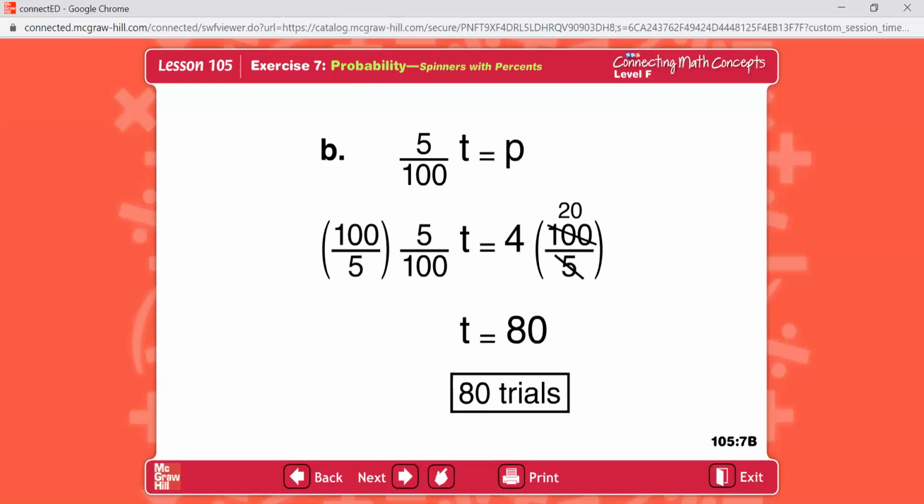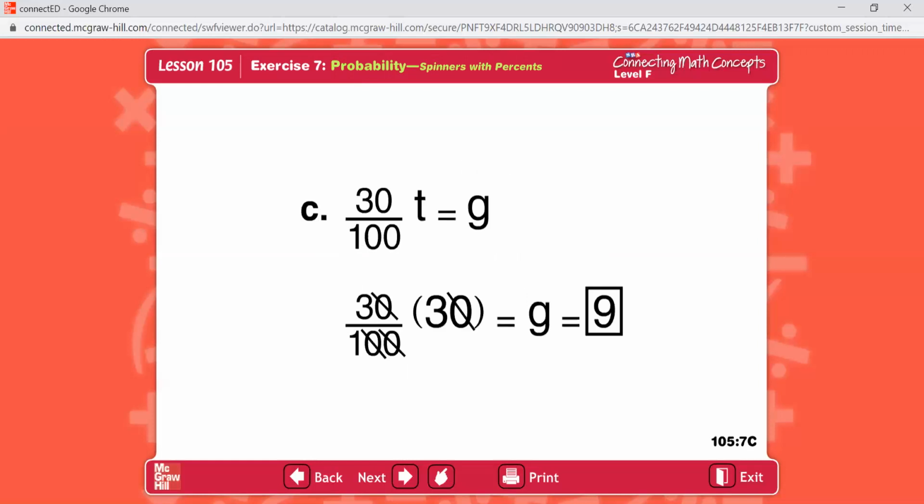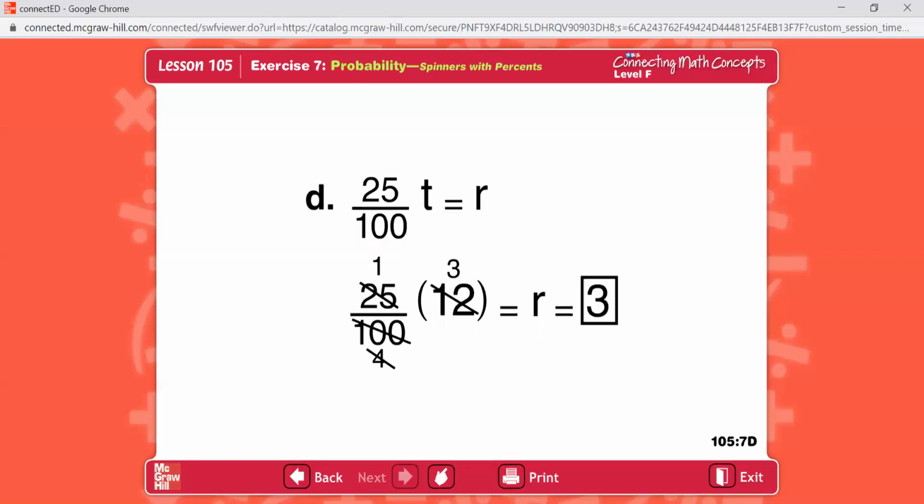Problem C. Pause the video now to work the problem. Resume when you're ready to check your work. Here's what you should have. And go ahead and work problem D. Pause the video now. Resume when you're ready to check your work. Here's what you should have.